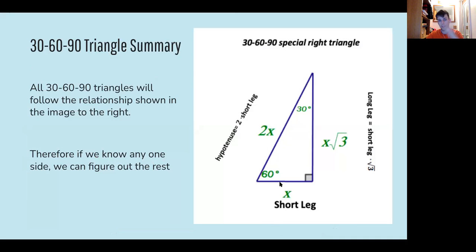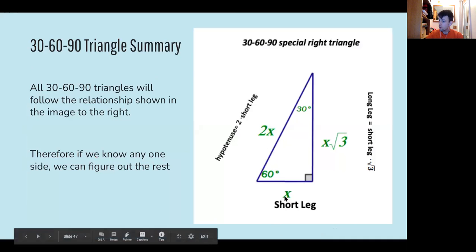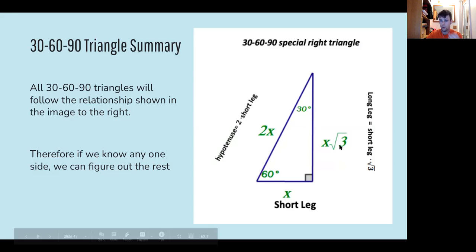So here's our 30-60-90 triangle. The short leg is x, the long leg is x times root 3, or the short leg times root 3, and the hypotenuse is 2x, or 2 times the short leg. So everything is written in terms of the length of the shortest leg here.